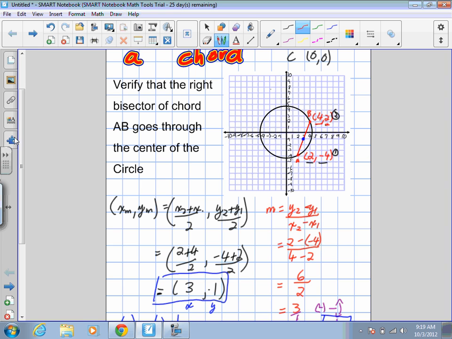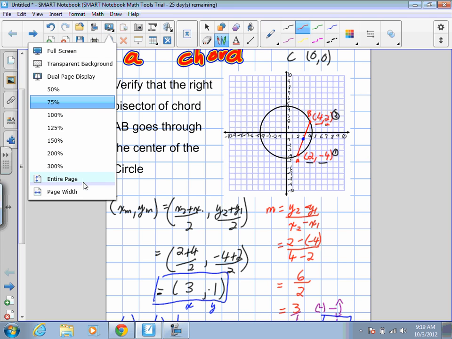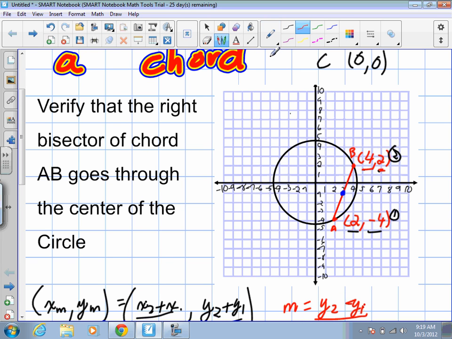Now, let's say this question was a little different, and they actually gave us 2 chords, and they asked us to find the center of the circle to verify exactly where it is. Okay, so I'm going to zoom in again. I'm going to change it up a bit. Here we have another point. This point's at negative 4 and negative 2. So we have another chord here.